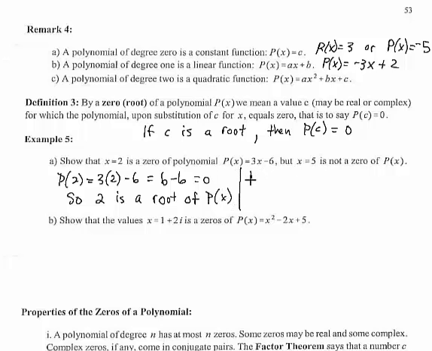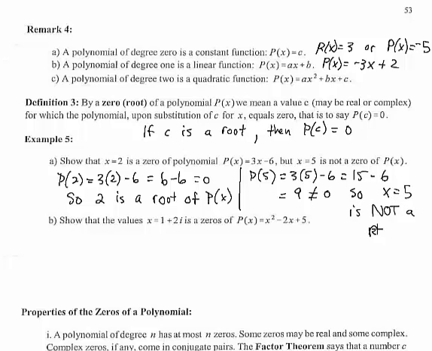What about 5? Well, if we calculate p of 5, we have 3 times 5 minus 6, 15 minus 6, and we calculate 9, which does not equal 0. So x equals 5 is not a root of p of x.